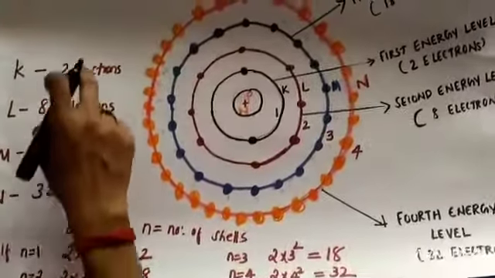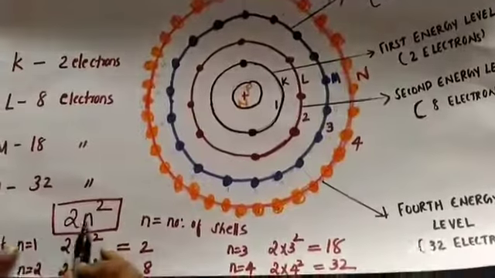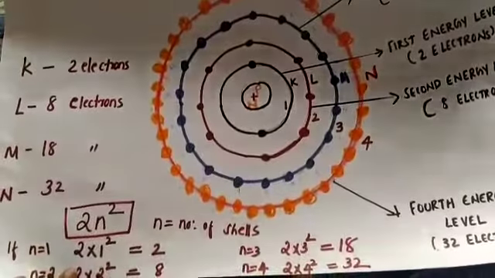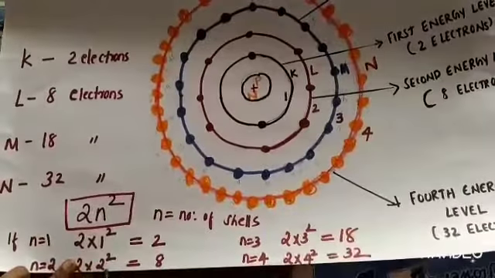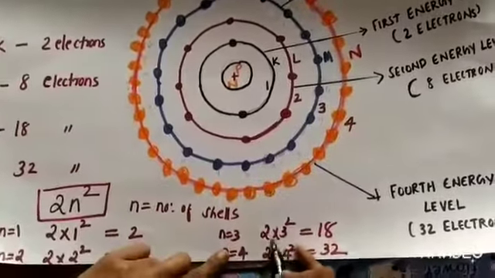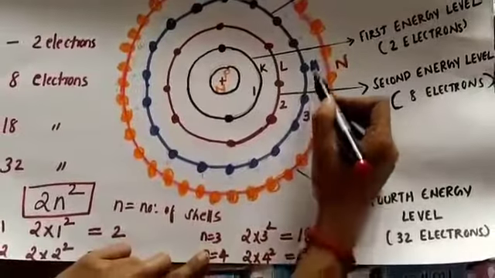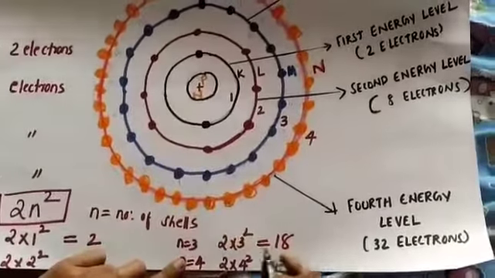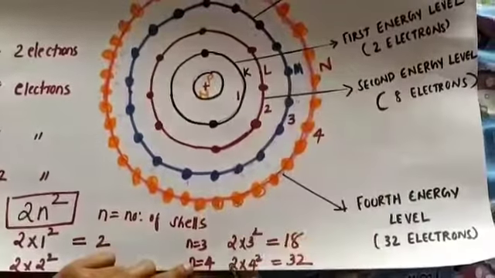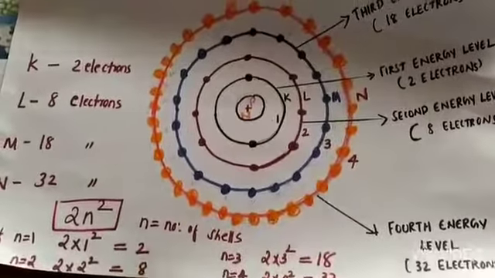How do we calculate this number of electrons in the various shells? It is given by the formula 2n square. For the K shell, n is equal to 1, so 2 into 1 square, which is 2. For the L shell, 2 into 2 square, 8 electrons. For the next shell, 2 into 3 square. That means n is equal to 3, which shell? n is equal to 3 means the M shell. For the M shell, 2 into 3 square, 18 electrons. If n is equal to 4, it is the N shell. So 2 into 4 square is equal to 32 electrons. In this way you can calculate the number of electrons.